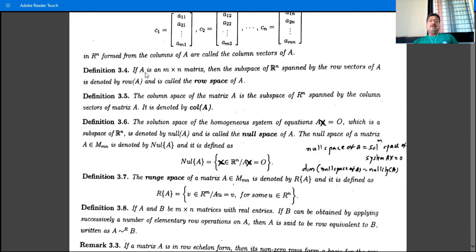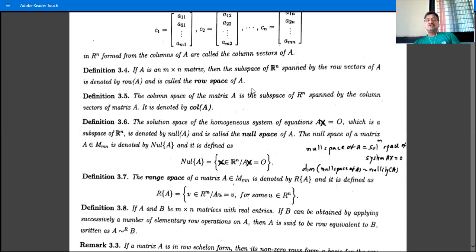Now the definition: if A is an m by n matrix, then the subspace of R raised to n spanned by the row vectors of A is denoted by row(A), and is called the row space of A. That is, the vector space spanned by the row vectors of A is called the row space of the matrix A, and is denoted by ROW A. That is the row space of matrix A.